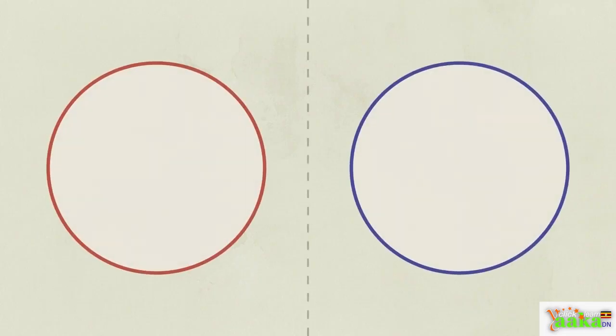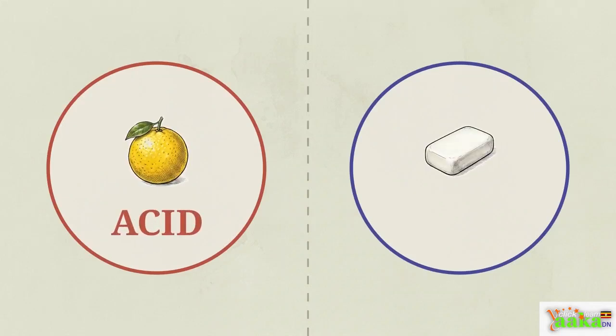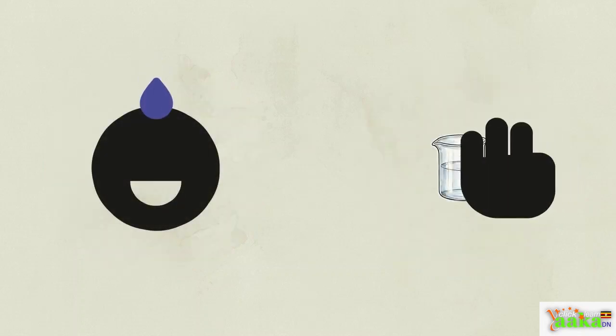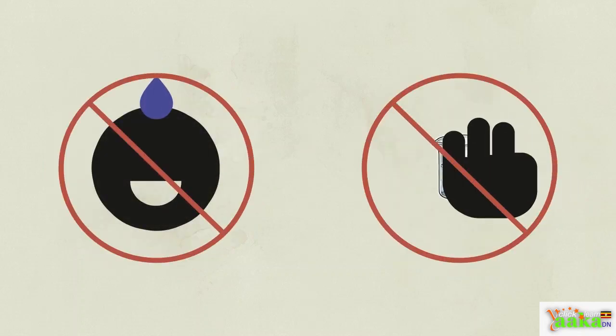Those distinct physical sensations are your introduction to chemical opposites. The sourness points to an acid, while the soapy texture points to an alkali. We obviously cannot taste or touch unknown chemicals in a laboratory to figure out what they are. Instead, chemists use safe indicators, like litmus paper.